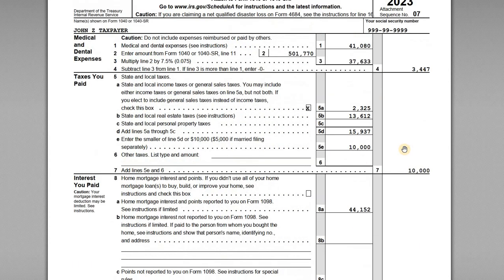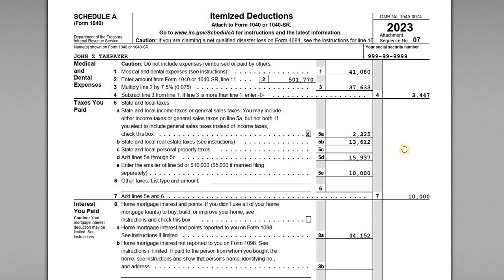Now, each state has different rules too. So this taxpayer is in Florida. There's no state income tax, but some states will not have that limitation imposed, and so it really just depends on where you're living and where the property is located.